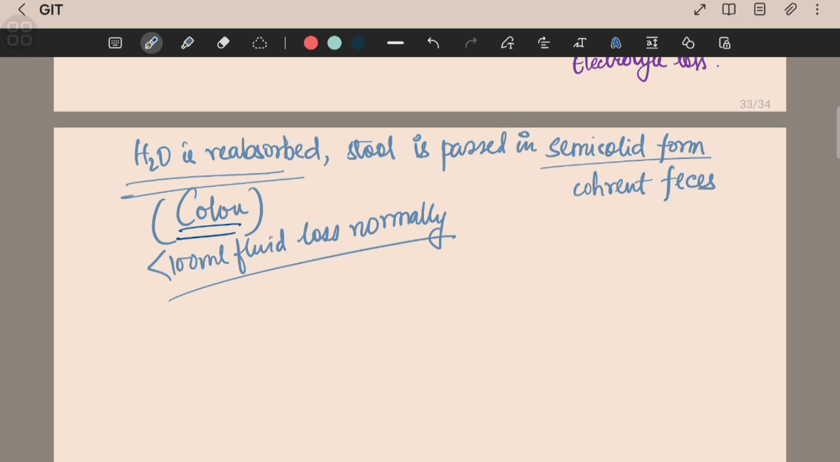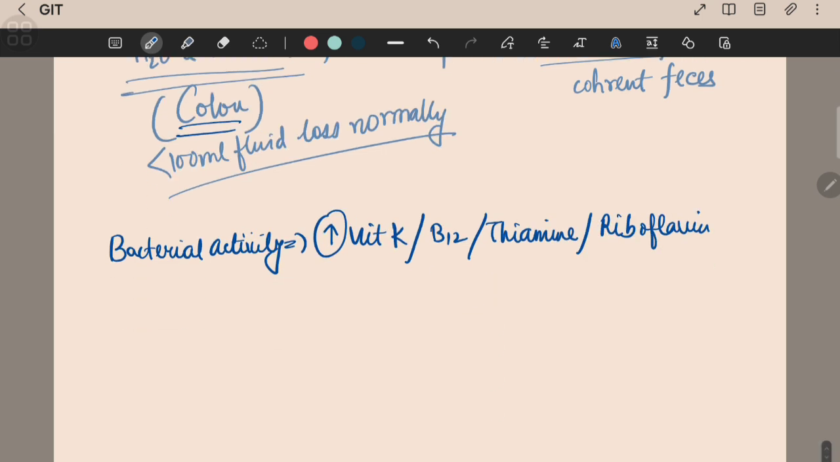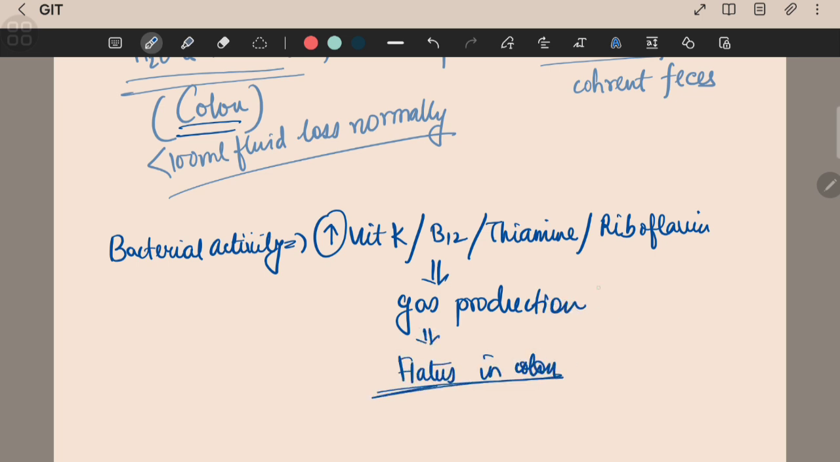And it happens that in any case of infection, or other substances like bacteria, they can be formed as a result of bacterial activity. There will be basically higher quantities of vitamins like vitamin K, B12, thiamine, riboflavin. This bacterial activity will also cause gas production. Various gases will be produced in the large intestine, and this condition is called flatus in the colon, okay. It mainly contains gases like carbon dioxide, methane, hydrogen.